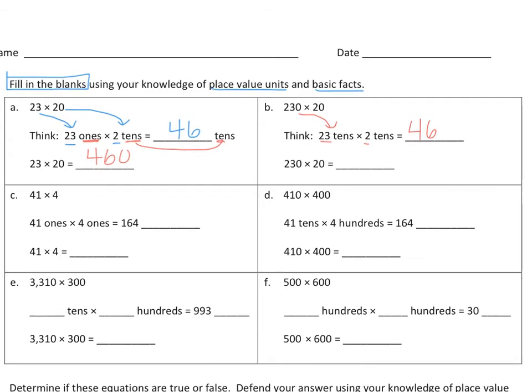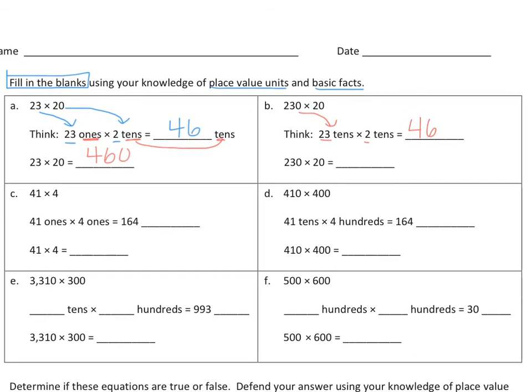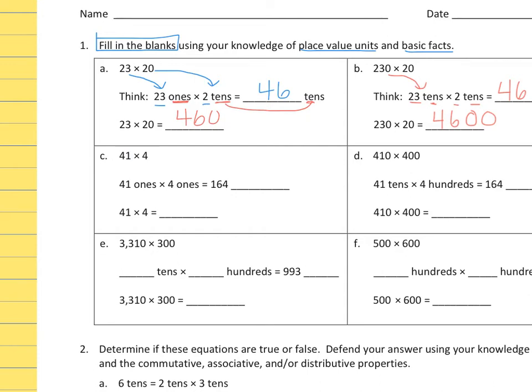And now we're going to multiply the tens times the tens. What word would we get for the unit? That would be hundreds. So let's write the word hundreds next to 46. And so 46 hundreds would mean how many zeros are in 100? There's going to be 2, so we're just going to add 2 zeros to the end of 46. So it's 4,600.